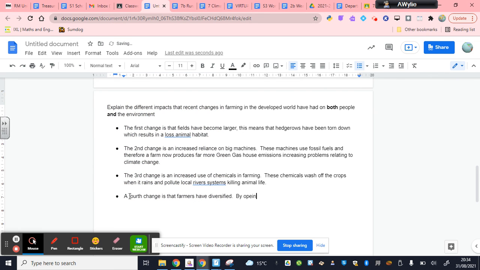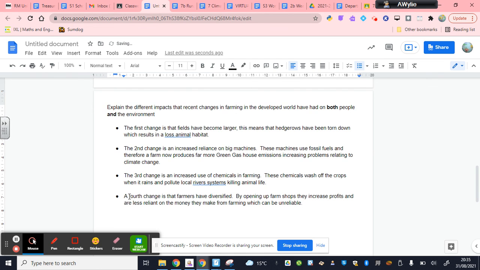By opening up farm shops, they increase profits and are less reliant on money they make from farming, which can be unreliable. Okay, and there is your model answer.